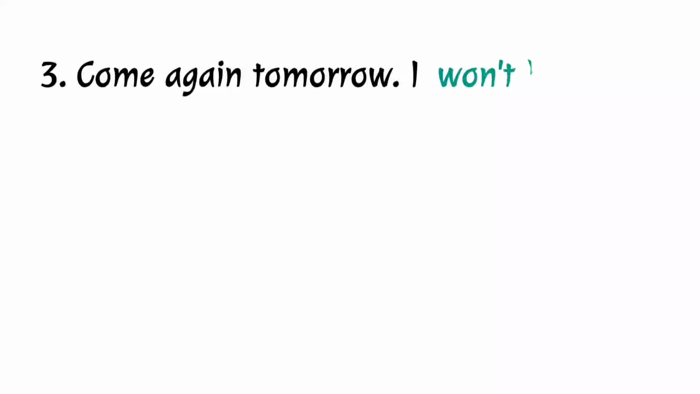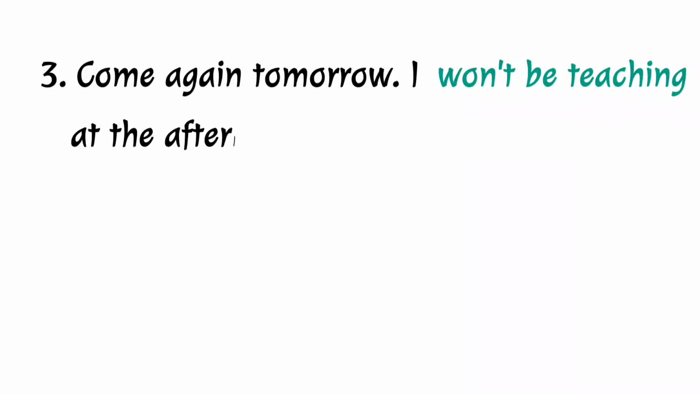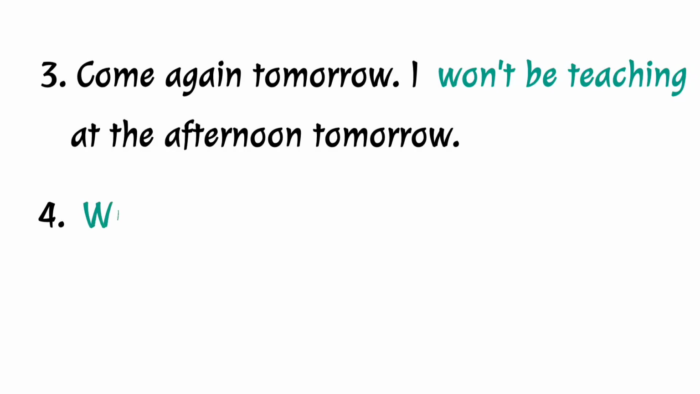Number 3, we have come again tomorrow. So this will be in the future, of course. Come again tomorrow. I won't be teaching. So tomorrow, I won't be teaching whenever you come again. Okay, so this one is future continuous in negative sentence. So at that time tomorrow, I will not be in the progress of teaching.